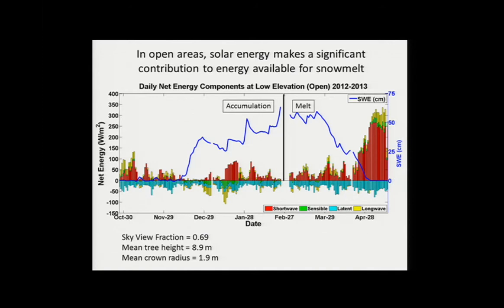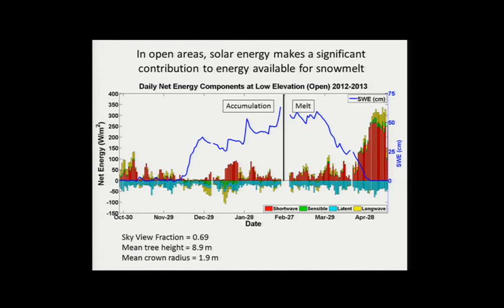The height of the bar above the horizontal line is positive energy. That's energy going into the snow and warming it. And the bars below the line are energy that's leaving the snowpack. But what I really want to point out at this low elevation site is that in the open area, this is the open site, that low density site, the red bar, that's the solar energy. That's pretty high relative to all of the other energy components. So sunlight is a big component of the energy balance here.